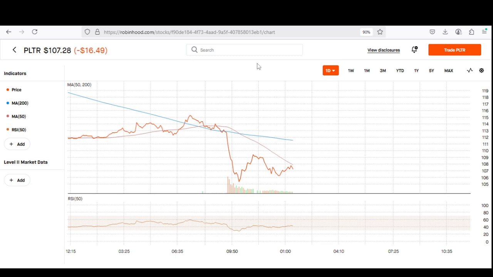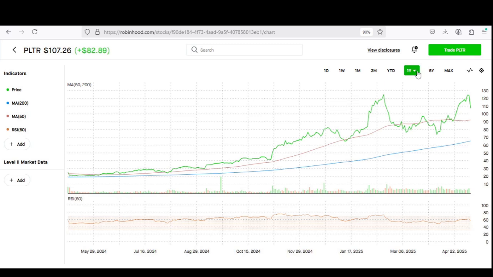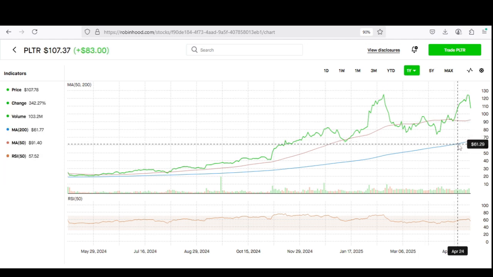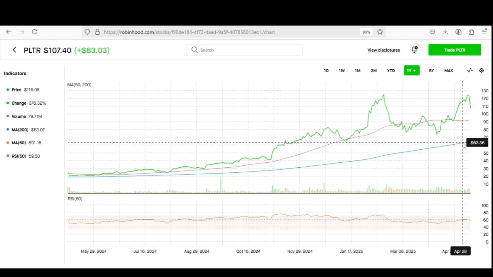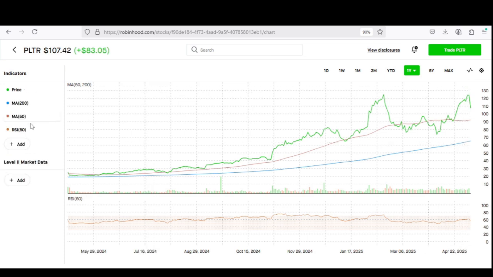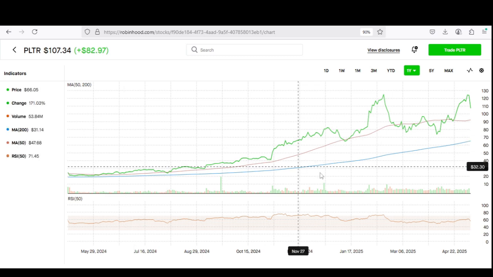So here we are on the graph. What we're going to do now is go to the 1 year outlook. Now that we're here on the 1 year outlook, there are a couple of things that I'm going to be looking for. The number one thing is going to be this blue line right here. This blue line, you should know by now, is known as the MA200, or the 200-day moving average, as you can see here.